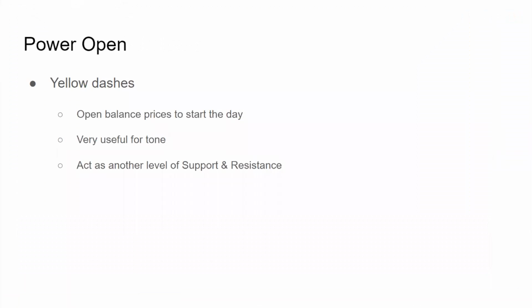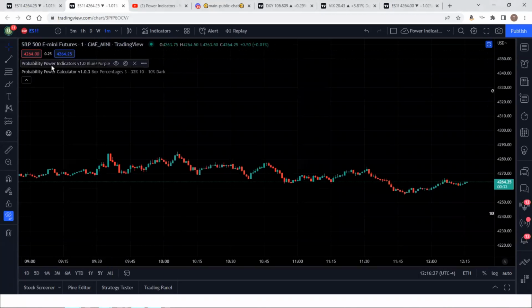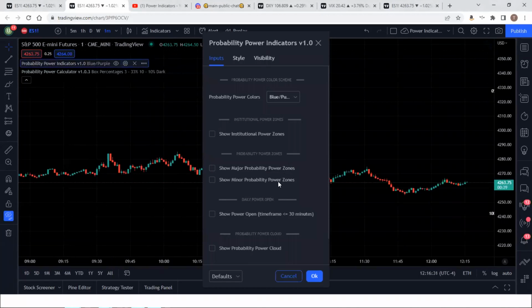Then the next indicator is the power open. So these are yellow dashes that show up on your chart. They provide the open balance price to start the day. They're very useful for tone, and they also act as another level of support and resistance. So let's go ahead and take a look at that. I'll go back to the probability power indicators settings, and down here, the daily open. I'll go ahead and click that to show the power open.